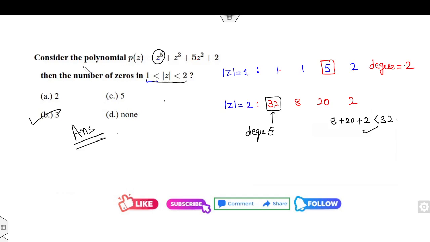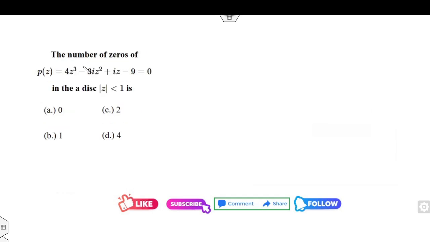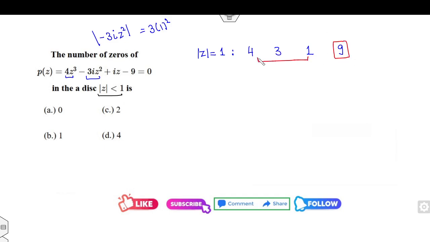number of the zeros. Look at this case, find the number of the zeros again on the disk 1. So on the boundary of the circle, can you find the absolute value of the first value? 4. The absolute value of the second value, minus 3 iota z square: the absolute value is 3, the iota modulus is 1, so that is 3. The next value is 1, the last value is 9. Clearly, the max value is 9 and the sum of them is 8, which is less than 9.